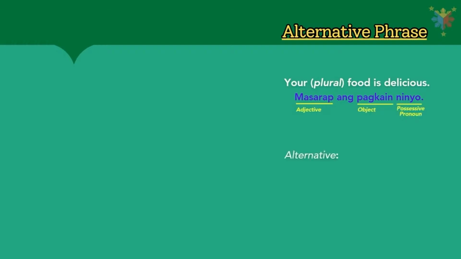However, you could switch it up and say, ang pagkain ninyo ay masarap. That also means your food is delicious. Now the object is at the beginning. Then it's the possessive pronoun, then it's the adjective. So there is kind of a change in the grammar structure here. And now you are using this word ay, which is a sentence connector, which means is.